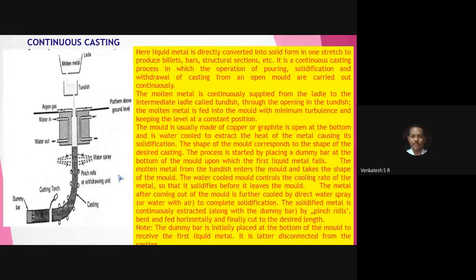This completes the second module. Please, all of you write down second module, continuous casting process. This completes the second module. Next class, I will start the third module.